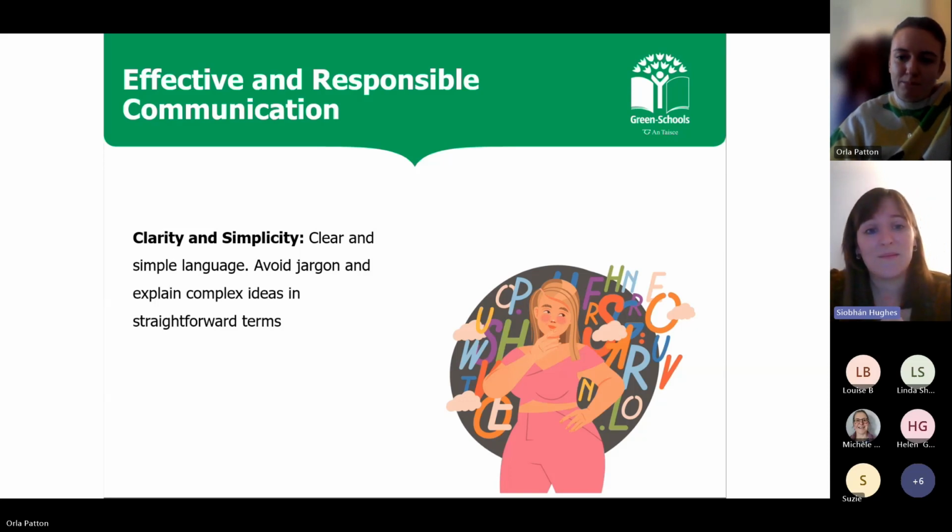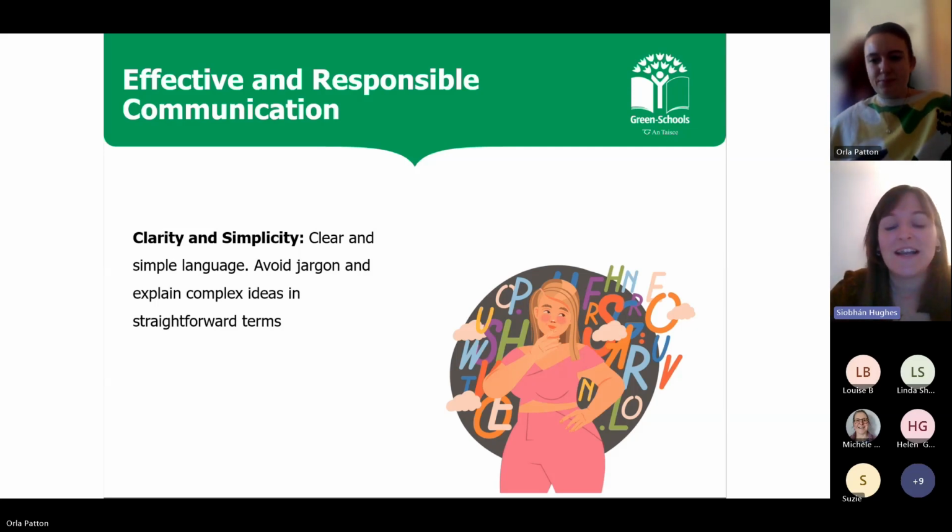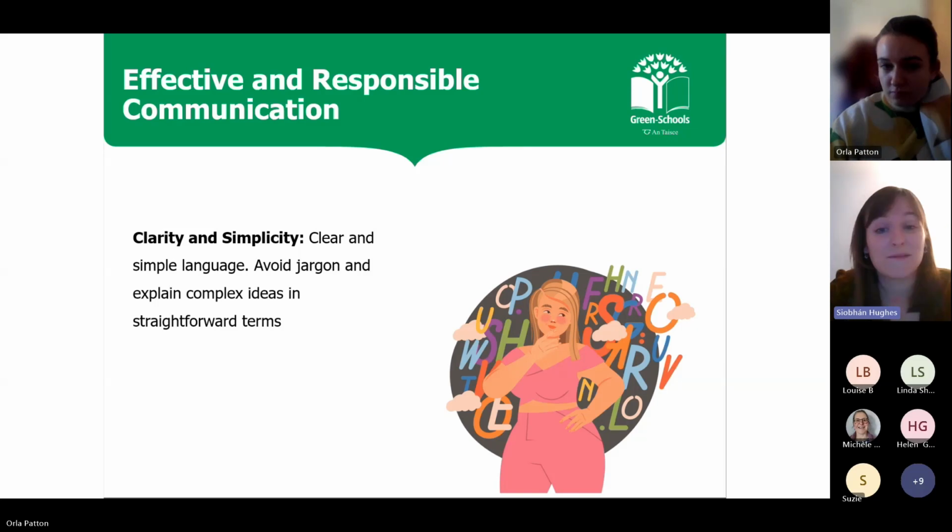And I know the workshop yesterday, if you were there, there was a bit of work done around visual communication, and Orla will be looking at that again in a while. But it's a really nice way to explain these complex ideas in really simple terms for people to understand.